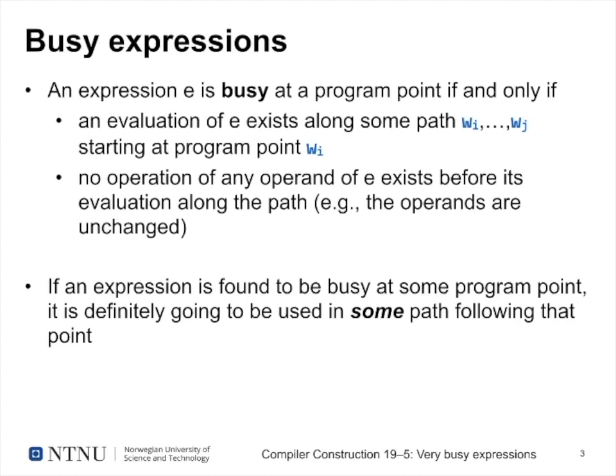The other thing that has to hold is that no operation changing any operand of our expression E exists before its evaluation along that path. So we have to ensure that the operands of this expression are unchanged. We've seen this before. Of course, if the operands are changed, that's essentially a different expression we are evaluating. And if we find out that an expression is busy at some program point, we know that it's definitely going to be used in at least some path following that program point we're looking at.